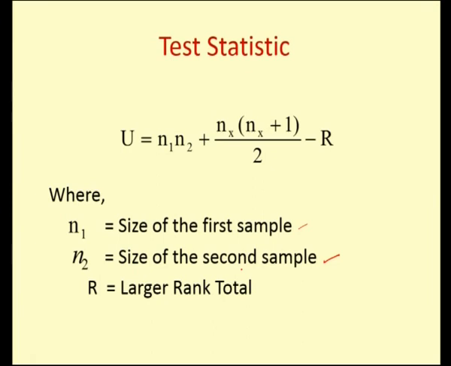Before that, you have to know what nx is. You have to find the rank of the first sample, find the rank of the second sample, get the sum of the ranks, and find which sample has the greater sum. That will be your R, the larger rank total. For that, you have to find the sample size, which is denoted as nx. So corresponding to R, you will have your nx, that is, nx will be the sample size of the larger rank total.